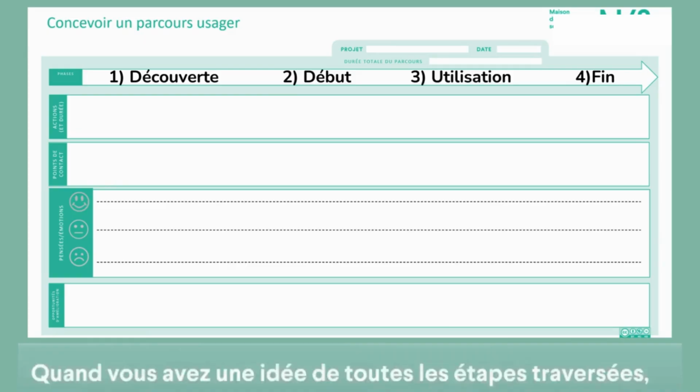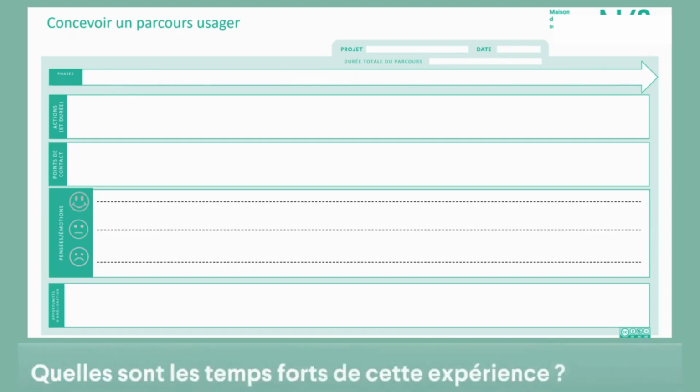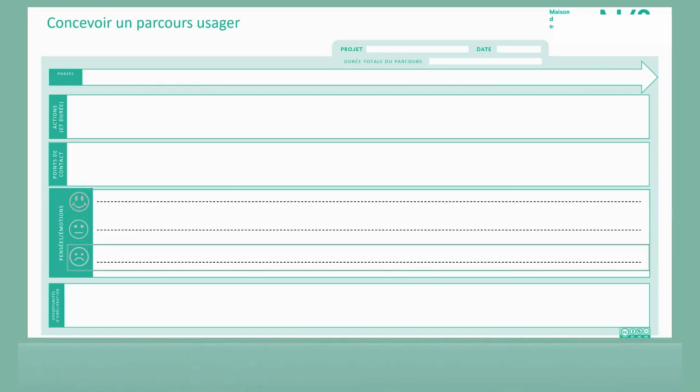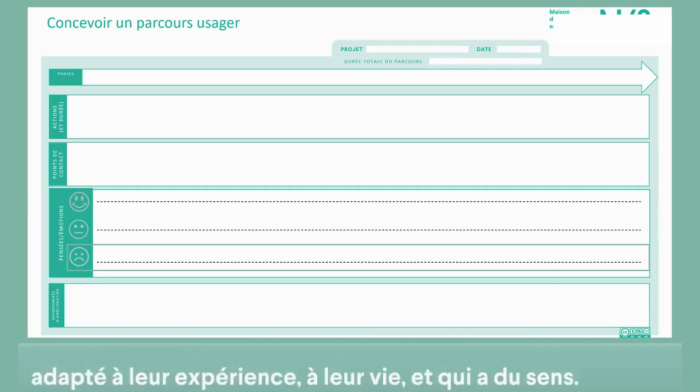When you have an idea of all the steps that they went through, then you're able to understand the pain points. What are the best parts of this? What are the worst parts of this? How can I intervene perhaps in the worst parts of these, or how can I develop a service that fits into their experience or into their life in a way that makes sense?